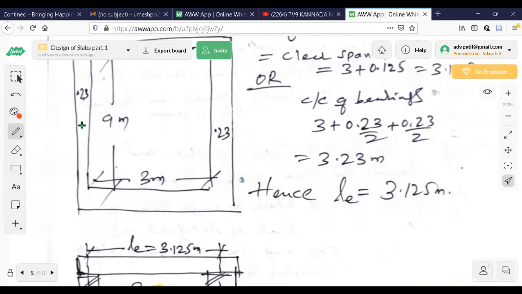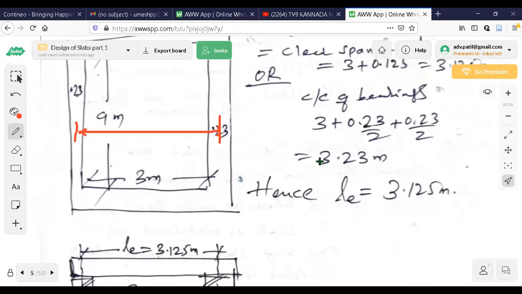So this is center of this, center of this. This is one more way of calculating effective span. So inside is 3 meter. This side 0.23 by 2, this side 0.23 by 2. Again total is 0.23. So 3 plus 0.23.